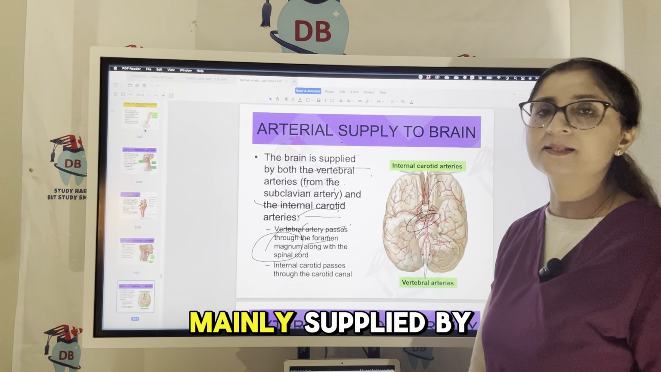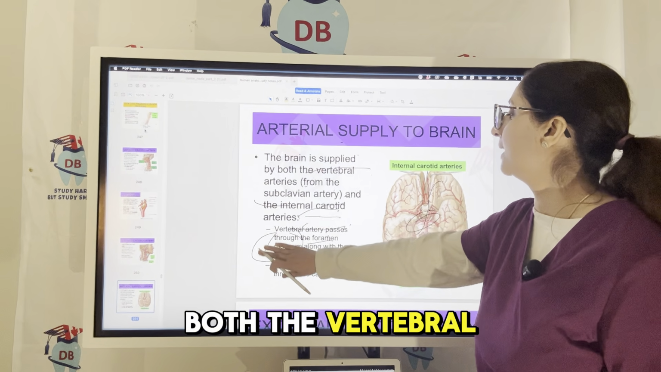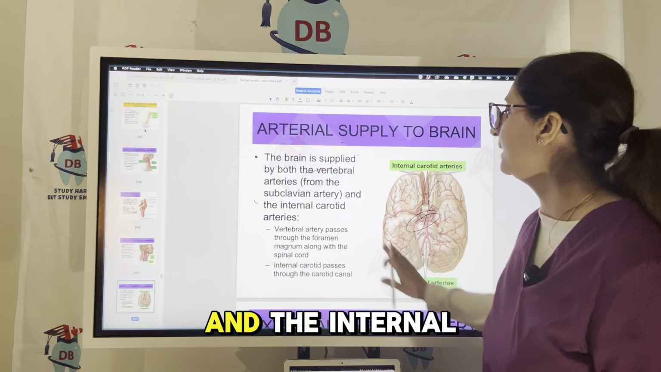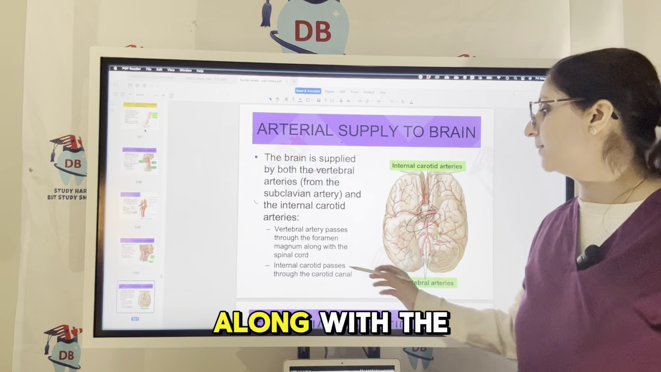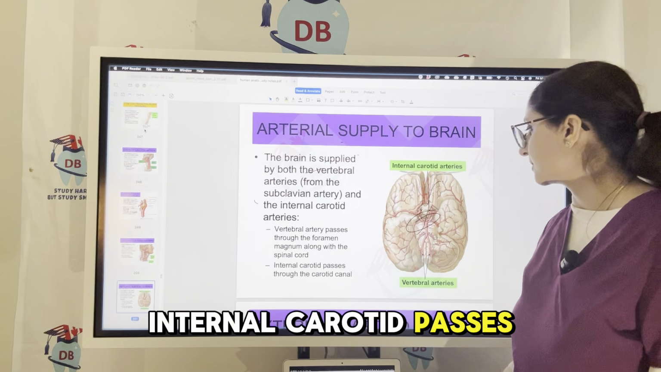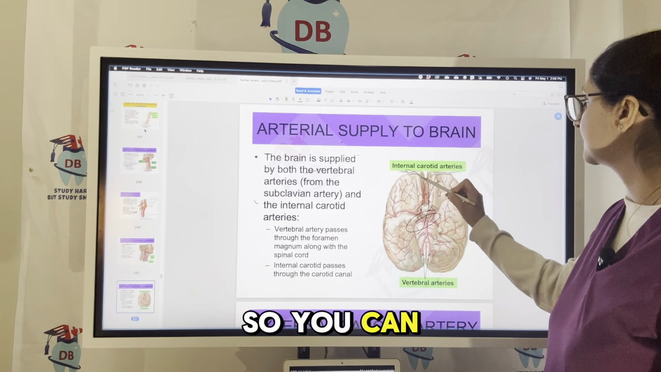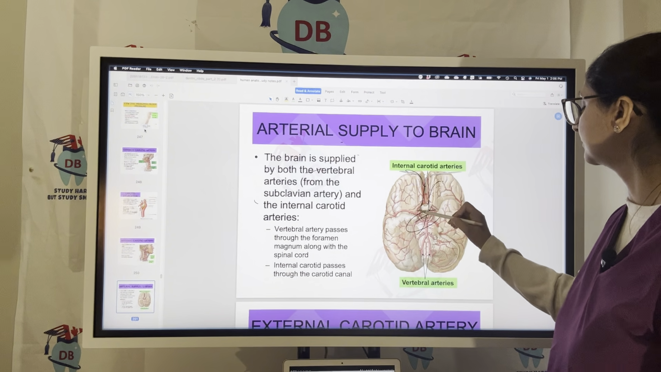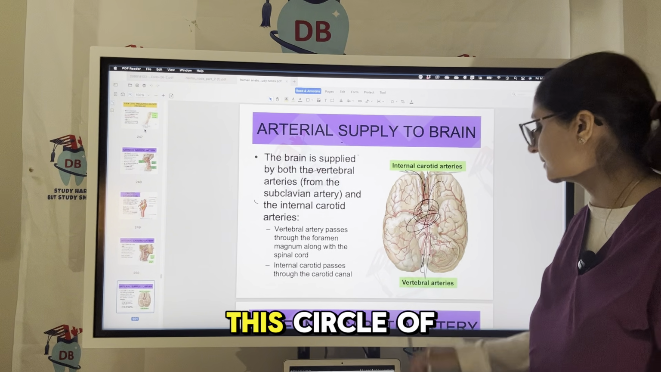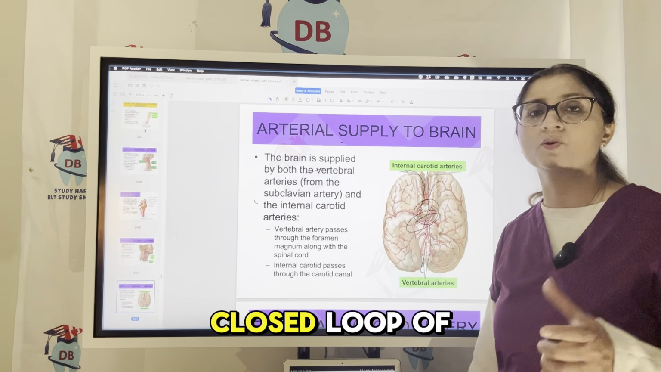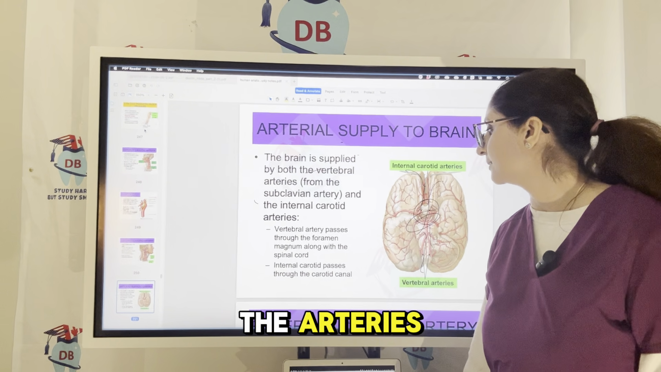So the brain is mainly supplied by both the vertebral arteries that are coming from the subclavian and the internal carotid artery. The vertebral artery is going to pass through the foramen magnum along with the spinal cord. The internal carotid passes through the carotid canal. So you can see this is the internal carotid artery and its branches, and the vertebral artery and its branches. And this is the circle of Willis. If you remember, this is a closed loop of arteries.